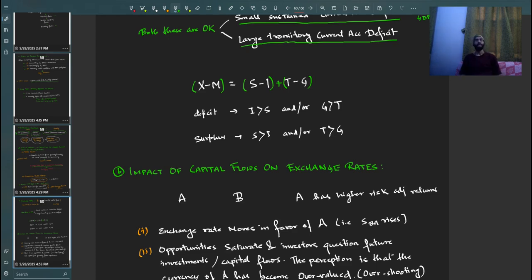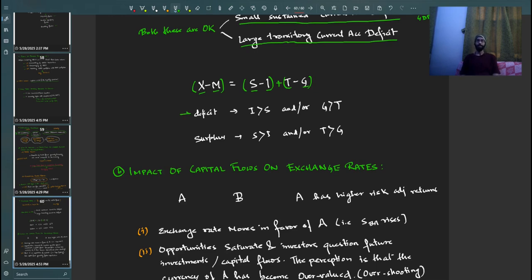Here, X means export, M means import, S means domestic savings and business profits, I means investments, T means taxes, earnings from taxes, and G means government spendings. So here you can understand X minus M is equal to S minus I plus T minus G.